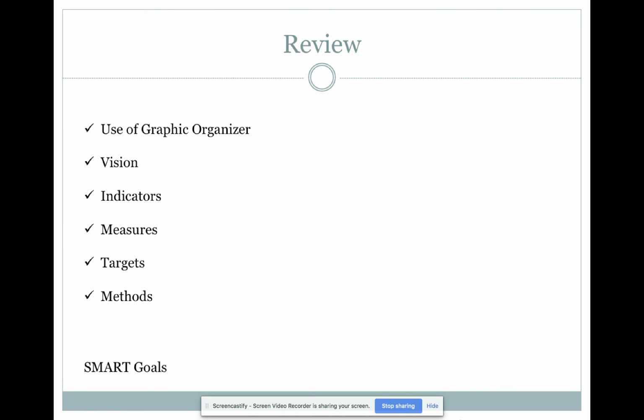Let's review what we just learned. We learned how to build a SMART goal through the use of a graphic organizer. We discussed how the terms vision, indicators, measures, targets, and methods all coincide together to construct a well-written SMART goal. Once your goal is written, the next step is to report on your progress.